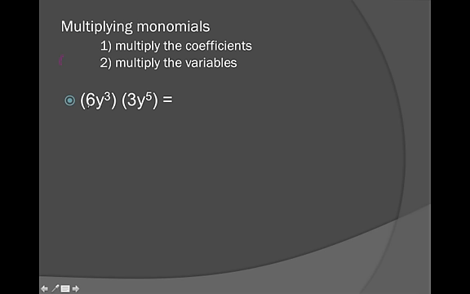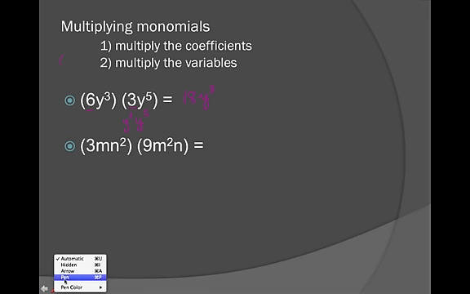I said we're going to multiply the coefficients. Those are my coefficients, the number in front of the variable. I'm going to multiply those, which gives me 18. And then I'm going to multiply the variables. While I'm multiplying y cubed and y to the fifth, my exponent rule tells me that I need to add those exponents. So I've got 18y to the eighth. Okay, that's all I need to do to multiply those two monomials.